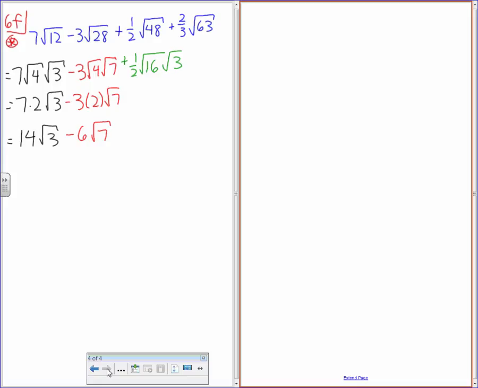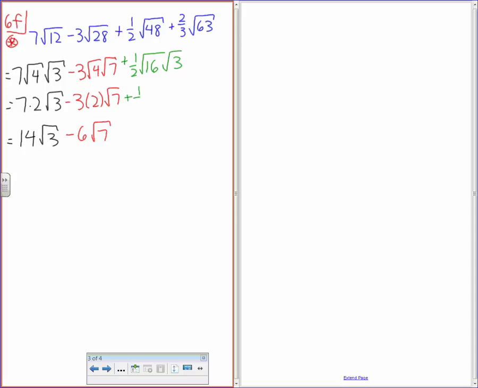12 can be broken down again, right? So 16 and 3 is the biggest. So then you do square root 16, which is 4, and then you do 1/2 times 4, which is 2, and then 3. So plus 2 root 3. Now I'm feeling happy because I have 2 root 3s now, right? I have 14 root 3 and 2 root 3, so things are going in the right direction.